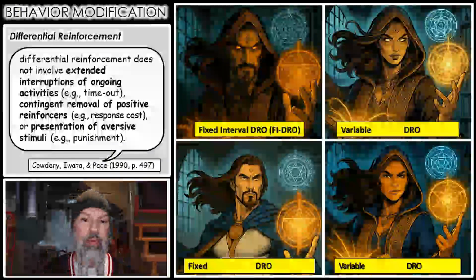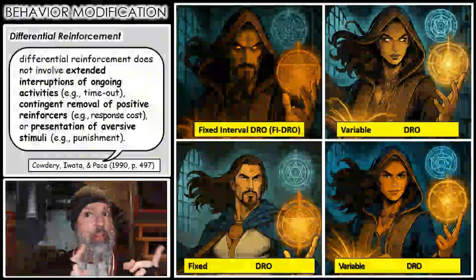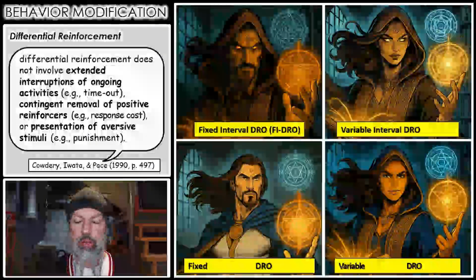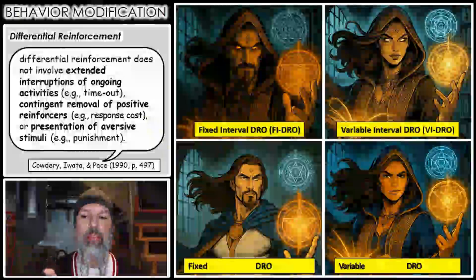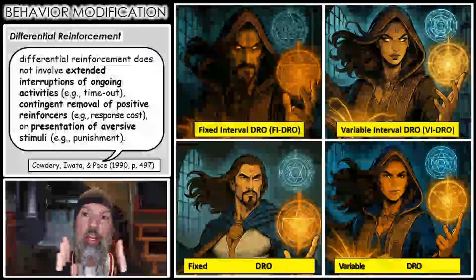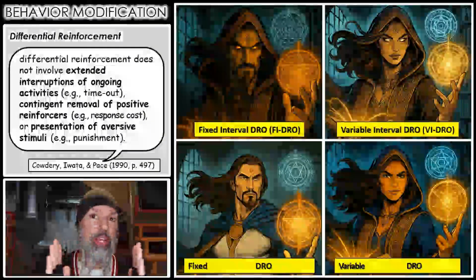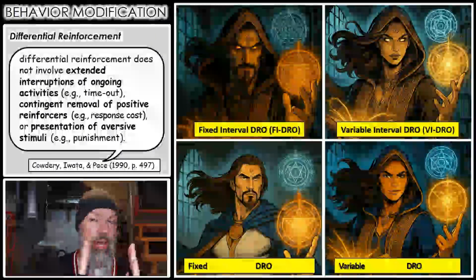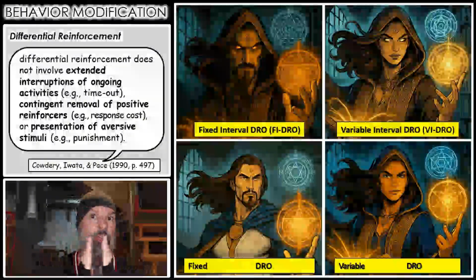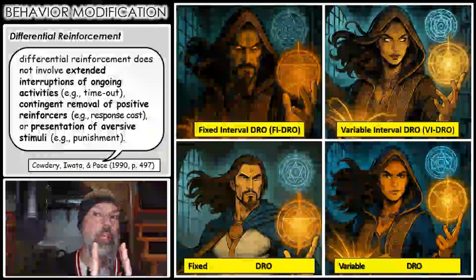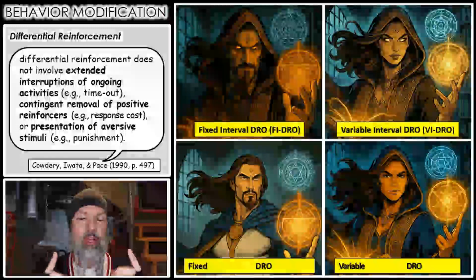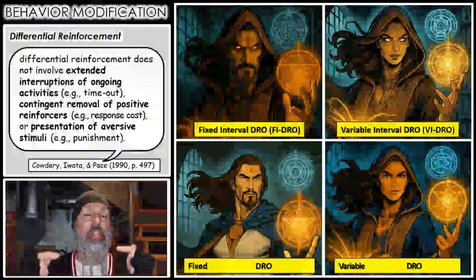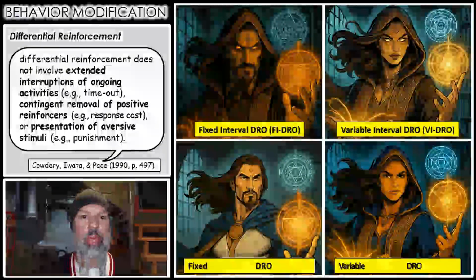On the other hand, not on the other hand, but similarly, we can have a variable interval differential reinforcement of other behavior, or a VI-DRO. And in this case, again, the problem behavior cannot occur at all during that interval. So if it's an 8-minute interval, throughout that entire interval, you can't have the problem behavior. If it is variable and it's a 15-minute interval, throughout that entire interval, you cannot have the problem behavior. So the problem behavior has to not occur throughout the entire interval on these interval differential reinforcement of other behaviors.